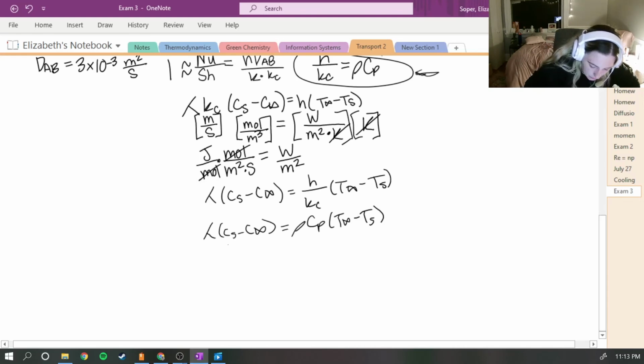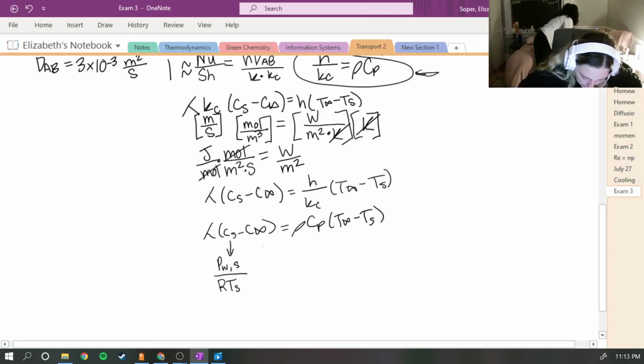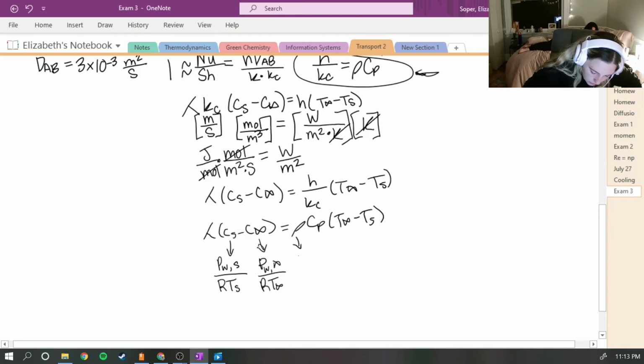So, let's see here. We have the concentration. So if we just manipulate the ideal gas law, like we've done in the past, we'll get that the pressure of the water at the surface over the gas constant times the temperature at the surface equals that concentration. And then same thing for the next concentration, so the pressure of the water in the surroundings over the gas constant times the temperature of the surroundings. And then we can also do this for density, so the total pressure over the gas constant times the average temperature.